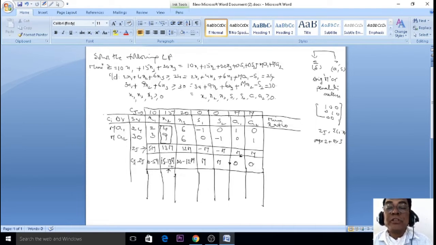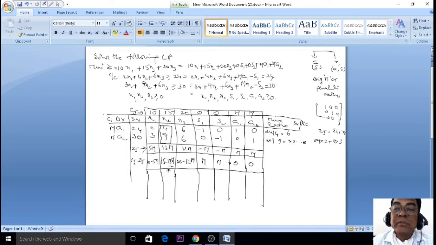Now come to the minimum ratio. What is the basic formula for the minimum ratio? SV by KC, where SV means solution value. 24 divided by 4 is equal to 6, and 30 divided by 9 is 3 point something. Out of these two, which is the minimum value? This is the minimum value, so select it as the key row.